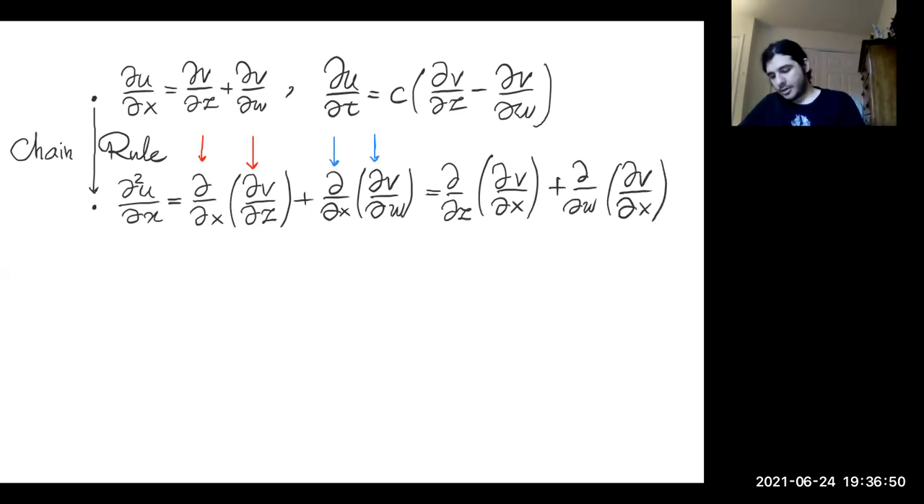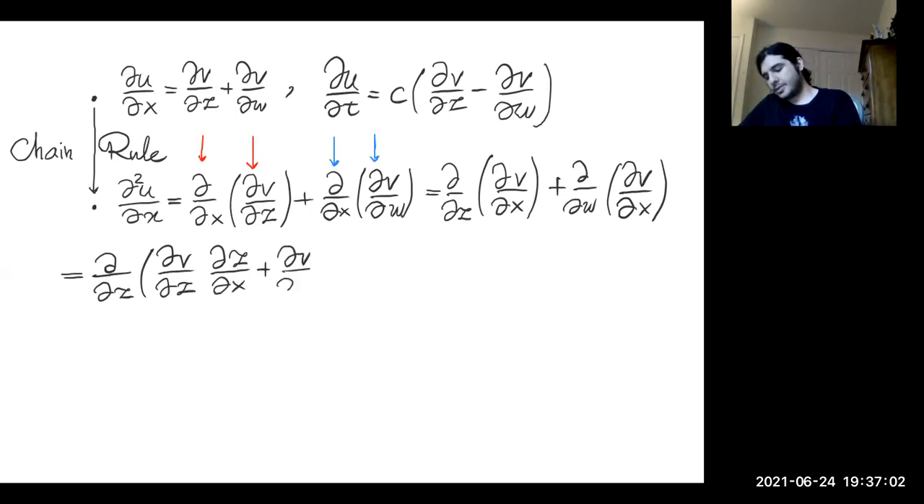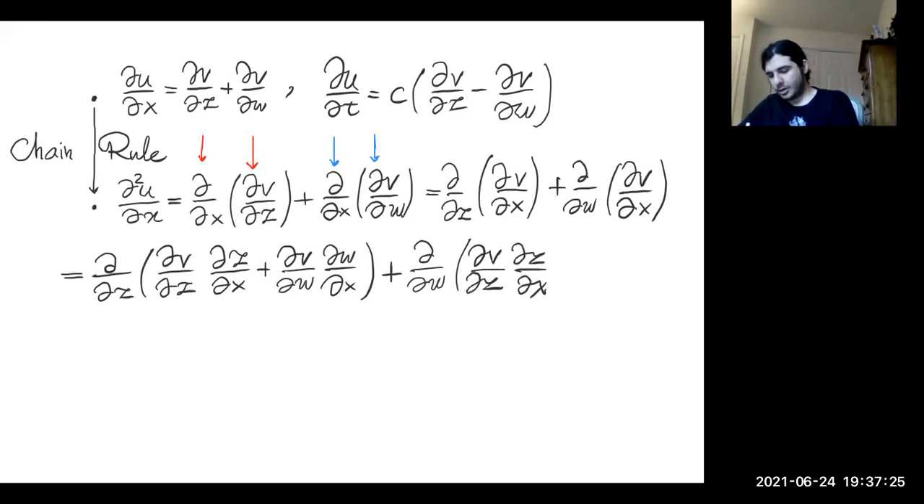Now we can do the chain rule. The derivative of v with respect to x would be the derivative of v with respect to z times the derivative of z with respect to x, plus the derivative of v with respect to w times the derivative of w with respect to x. We use the chain rule here. Now we have the derivative with respect to w of the derivative of v with respect to x. Again, the derivative of v with respect to x is the same thing as before, so we just write down whatever that is.